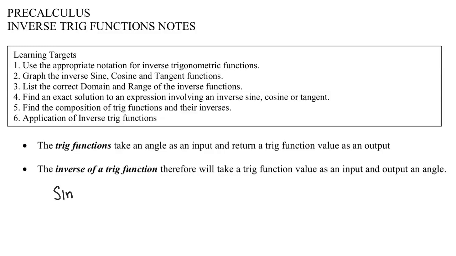What I mean by that is we know that sine of pi over 6 is equal to 1/2. The input of the sine function is an angle, pi over 6, and the output is some trig ratio that came from one of those special right triangles that we talked about back in sections 4.1 through 4.3.